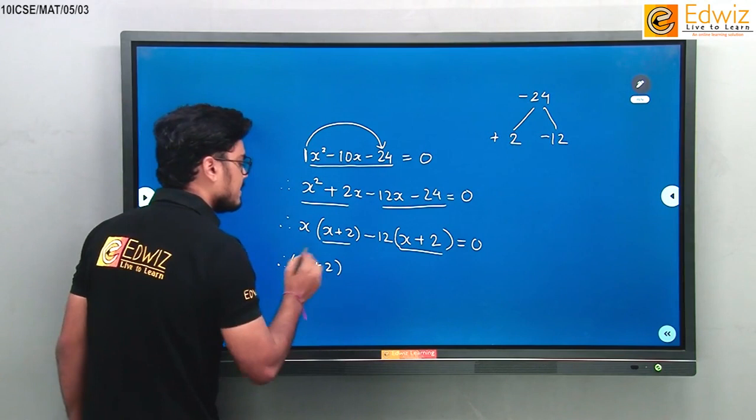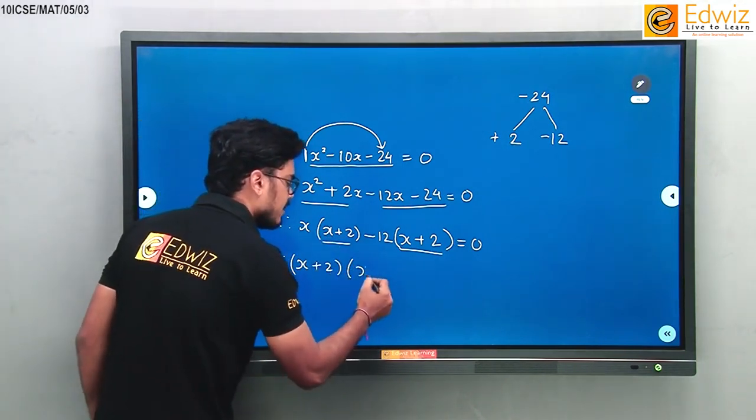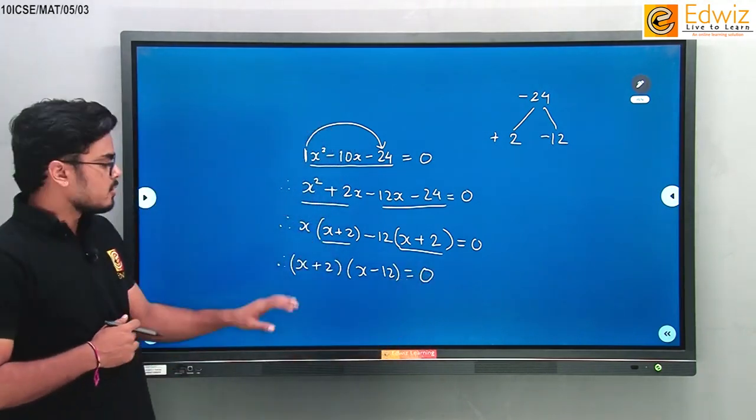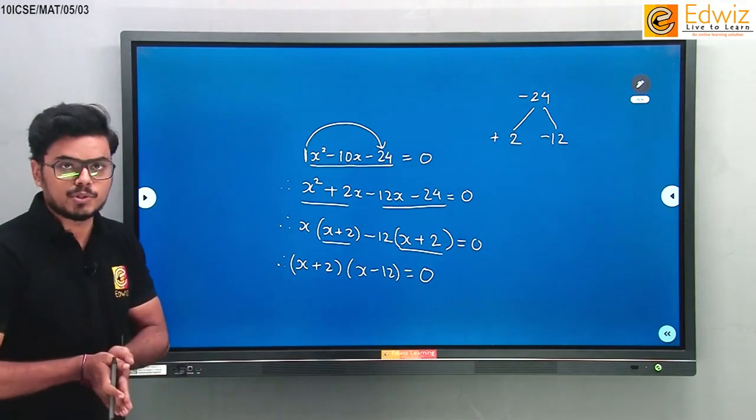As you can see, this is the common part here. So what will be left behind? X minus 12 equal to 0. Okay. So this is the factorization. After this starts the solution.